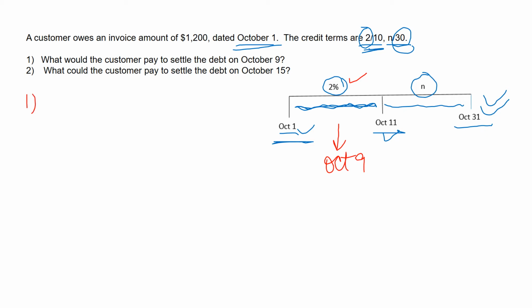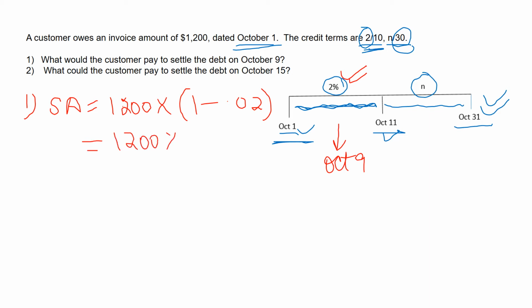So in the first part, the settlement amount will be 1200 times NPF. NPF is 1 minus the cash discount, that is 2%, so 0.02 in decimals. When we calculate this, we get 1200 times 0.98, and this comes out to be $11.76, right? Second part, what would the customer pay to settle the debt on October 15th?